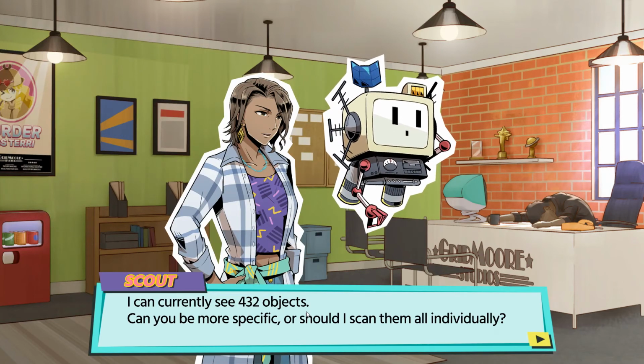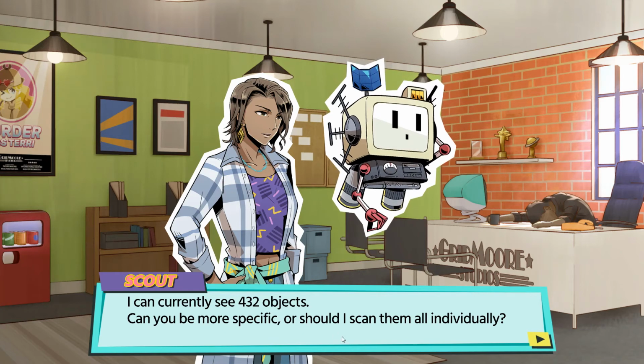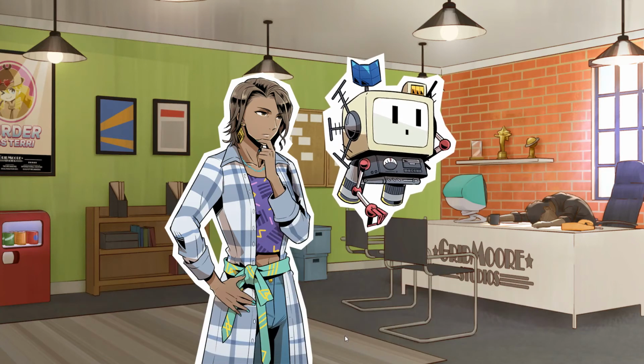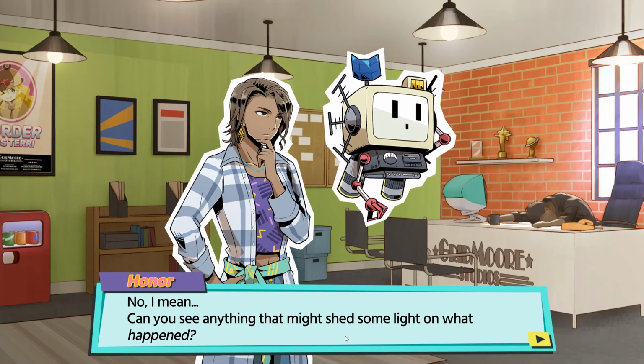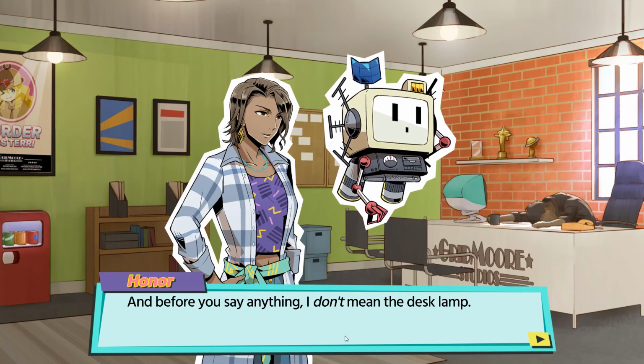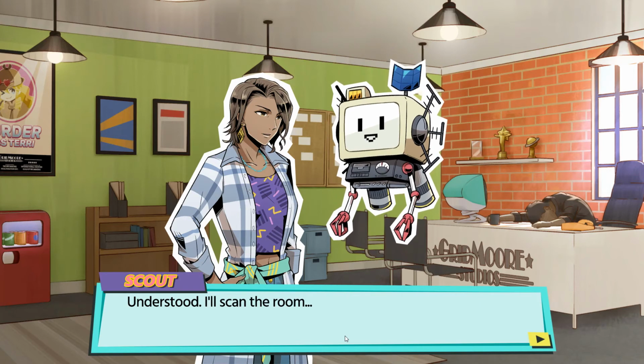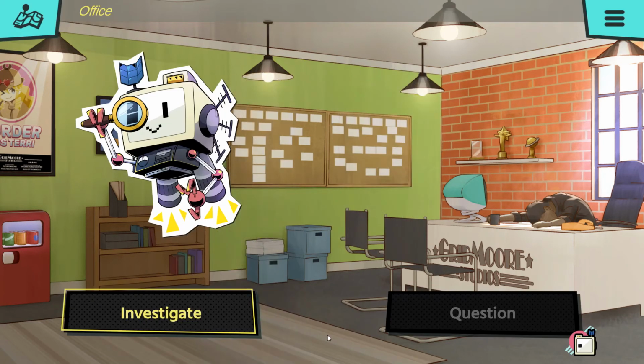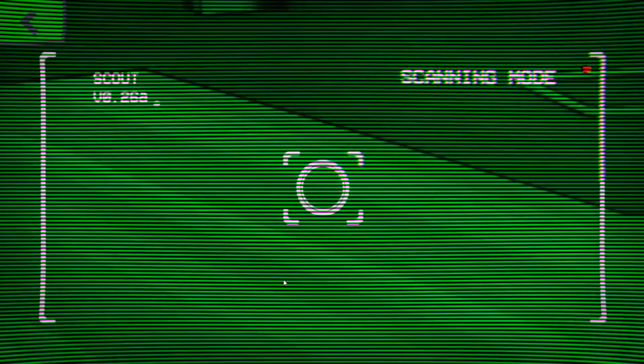I can currently see 432 objects. Can you be more specific, or should I scan them all individually? No, I mean, can you see anything that might shed some light on what happens? And before you say anything, I don't mean this clamp. Understood, I'll scan the room. Let's get to scanning.